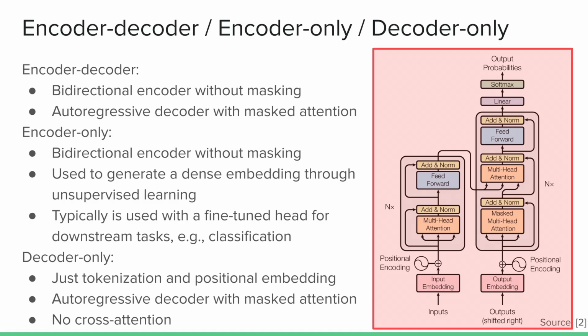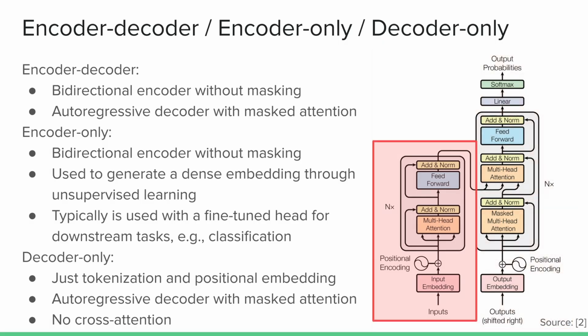Now comes another variation of this, which I think is really interesting, which is the encoder-only architecture. In this case, we only take the left part here. We take the bidirectional encoder without masking, and we basically stop there at the end. And what we get is a dense embedding. And this is often trained through some unsupervised learning, for example, like next word prediction.